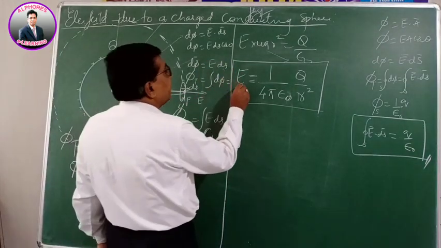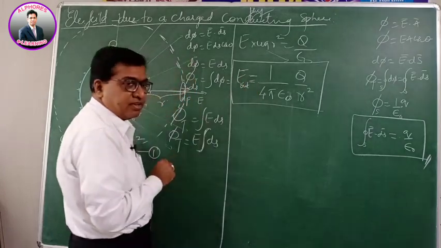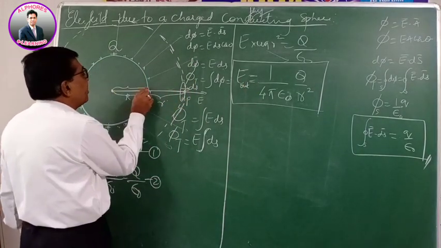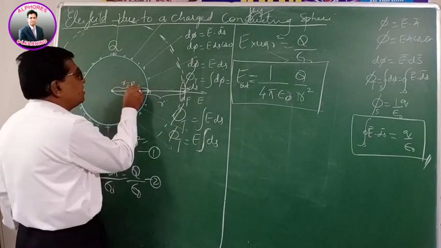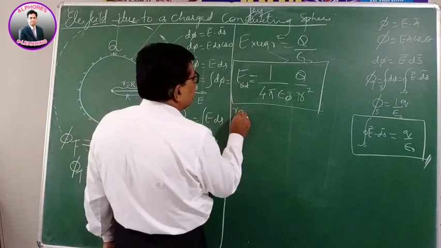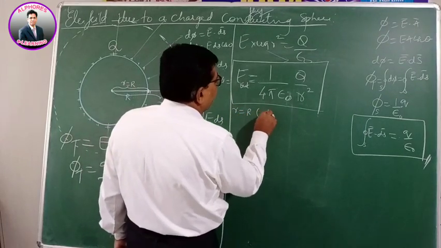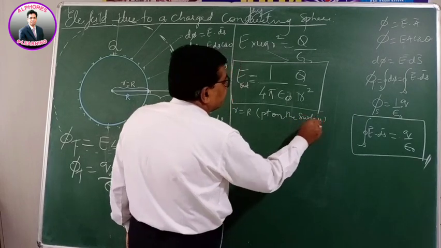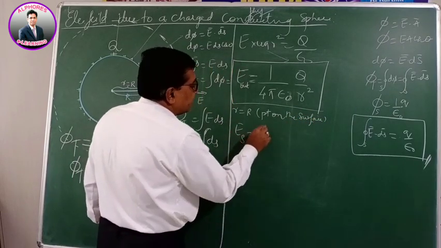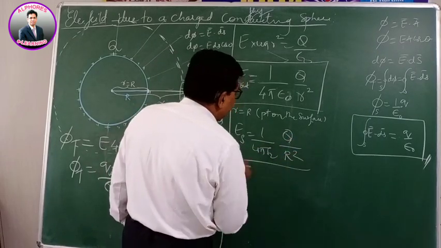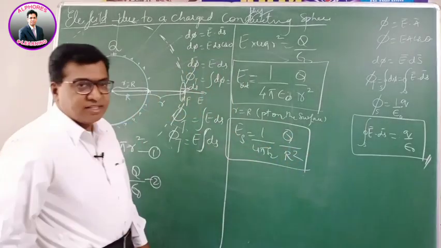So this is the electric field at the outside point. Suppose I imagine a point on the surface, then small r is equal to capital R. For a point on the surface, the electric field is 1 by 4 pi epsilon naught capital Q by r square. This is the electric field on the surface.